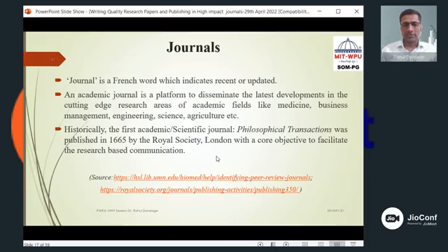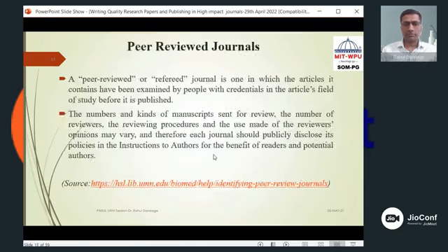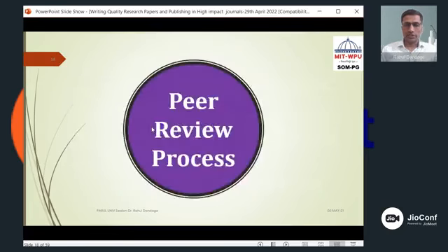In 1665, the first academic research journal was published by the Royal Society London. We talk about peer-reviewed or refereed journals, in which the article submitted by the researcher is examined by people who have expertise in that particular area of research, and only then will the paper get published after their scrutiny and examination. Those journals we call peer-reviewed journals.